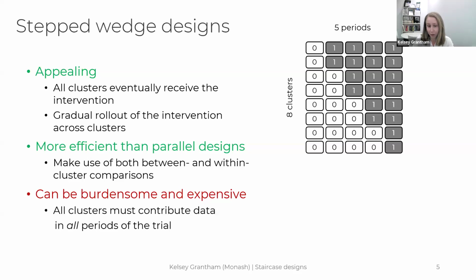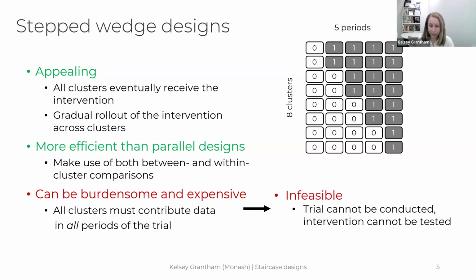All clusters must contribute data in all periods of the trial, even for clusters that won't get to implement the intervention until towards the end of the trial. And this is problematic for many prospective trials, particularly when data collection is very onerous, invasive, or expensive. And this can make some stepped wedge trials infeasible, where the trial can't be conducted and the intervention can't be tested. And so less burdensome designs are needed that make more efficient use of trial data.